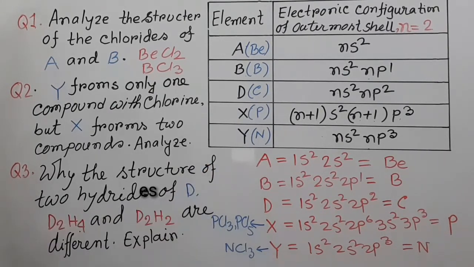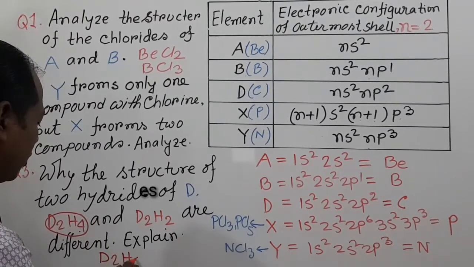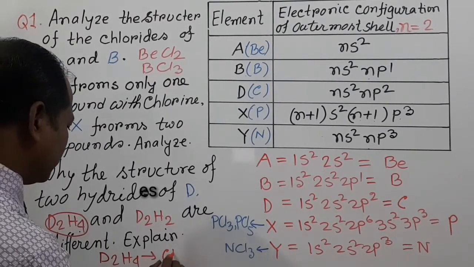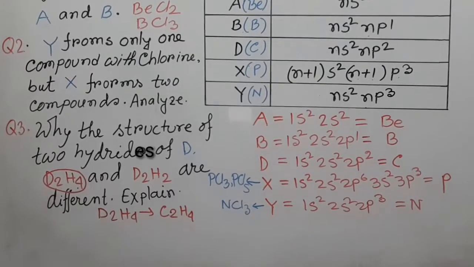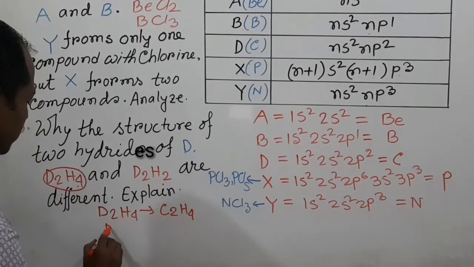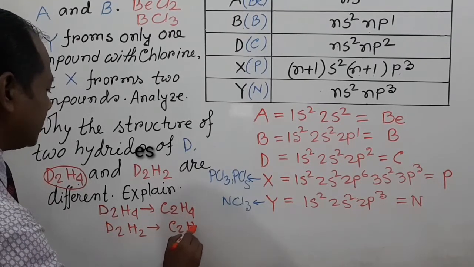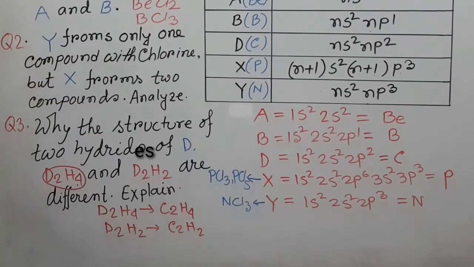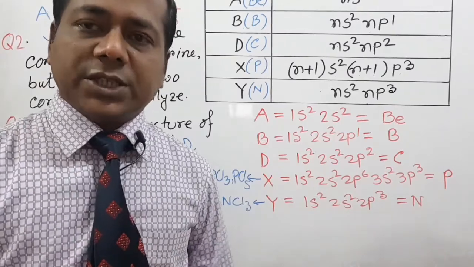Here according to the stem, we can say that D2H4 is ethene, C2H4, and another one, D2H2, is C2H2, that means ethyne. Now, my dear students, we discuss the answers to these questions.